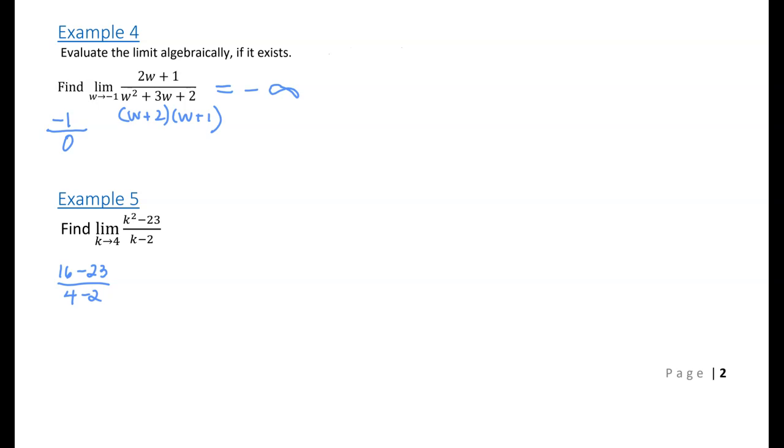So there is no discontinuity at k equals 4, which means we can just plug the number in and do the arithmetic and we'll have our answer. So I think I'm seeing -7 over 2 for that one, and you're all done. So even if the directions say algebraically, if you could just do that by plugging in the exact value, you're done. Those are fantastic.